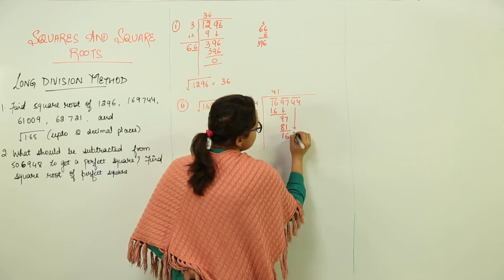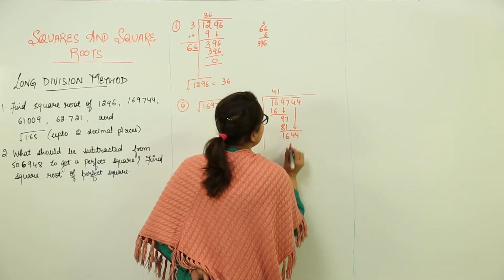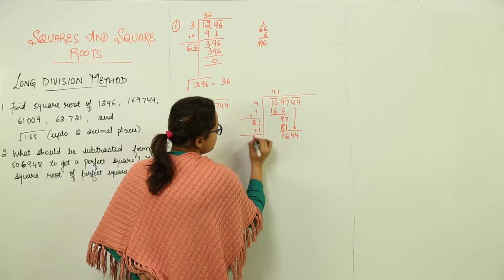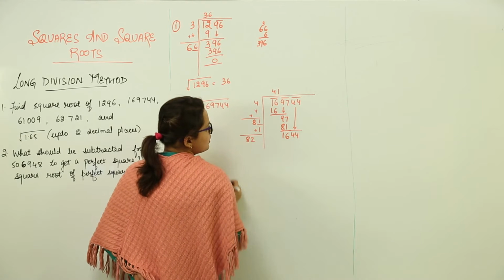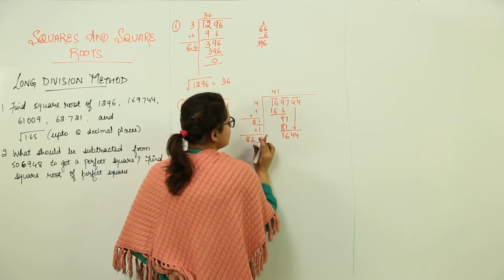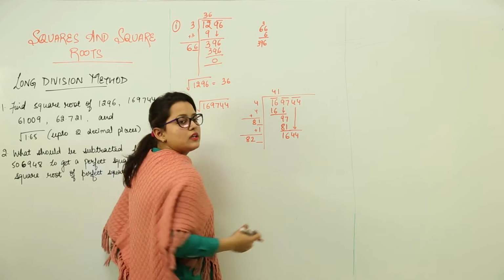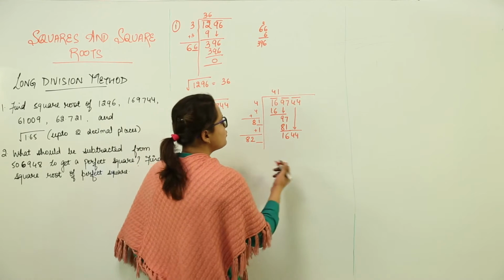We note down the next pair. Now what do we add? We will add the units place to this. So we get 82. Now what should be placed over here so that we multiply it with the same number and get this or a number less than this? So I'll have to check that.